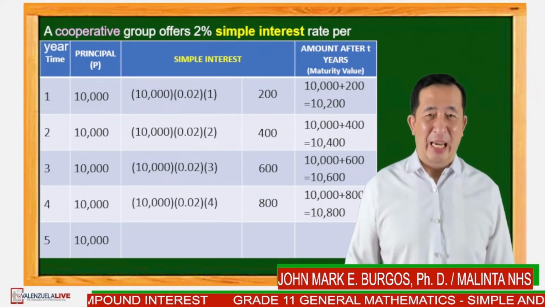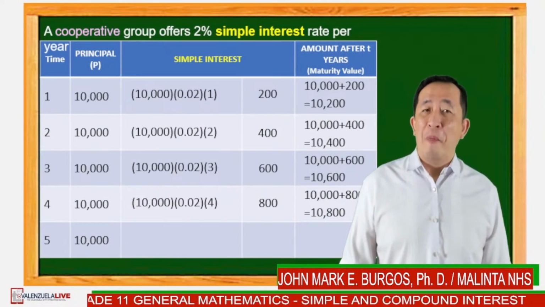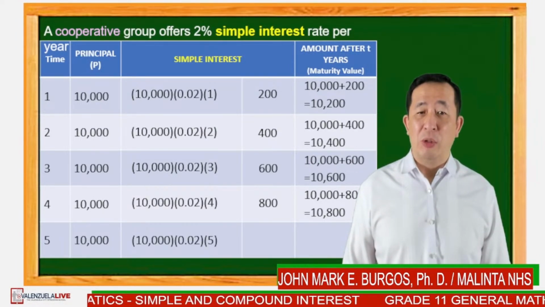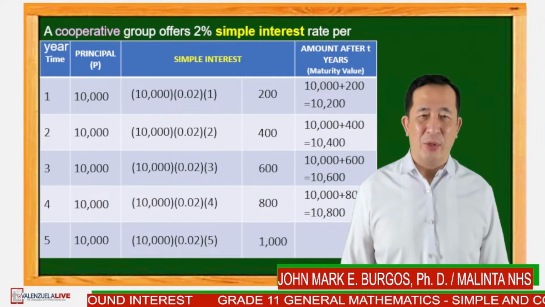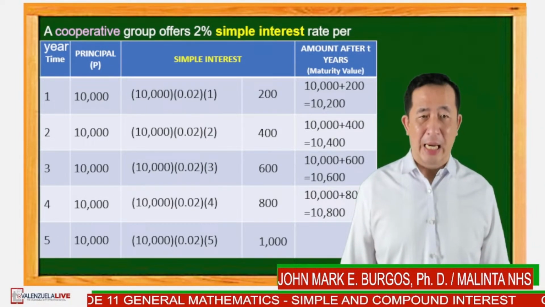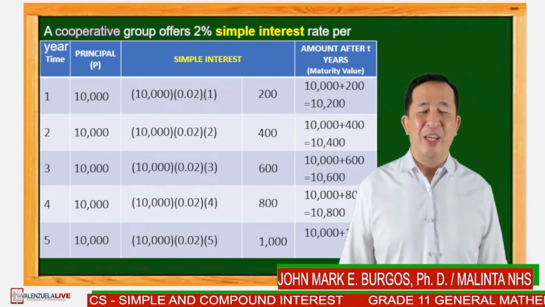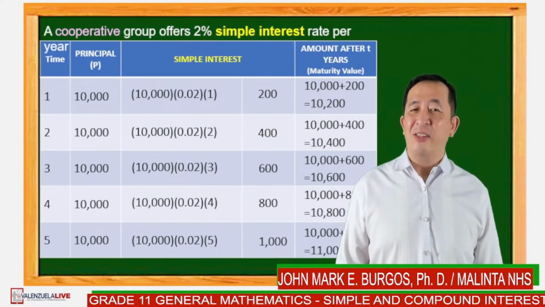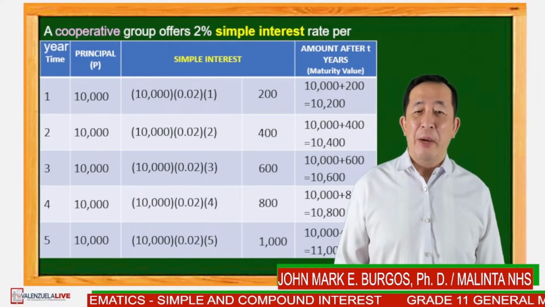And on the fifth year, starting with the principal amount again of 10,000 pesos, to compute the simple interest, it will be 10,000 times 0.02 times 5. The simple interest computed will be 1,000 pesos. Adding the 1,000 to the principal amount, the maturity value will be 10,000 plus 1,000 is equal to 11,000.